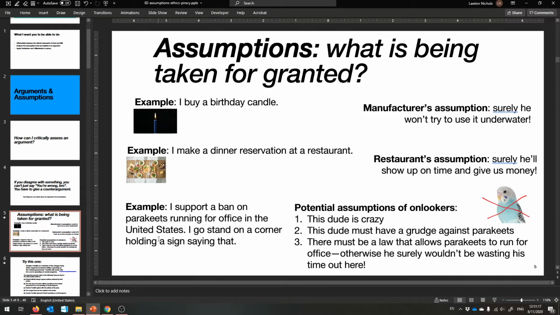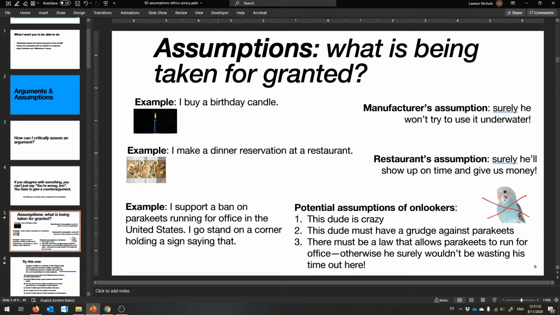For example, let me go on the street and hold up a sign saying that I do not like parakeets and I don't want them to run for office in the United States. Or I don't say that I don't like them, I just say that I don't want them to run for office. Like, birds are fake, I had this sign with that picture.